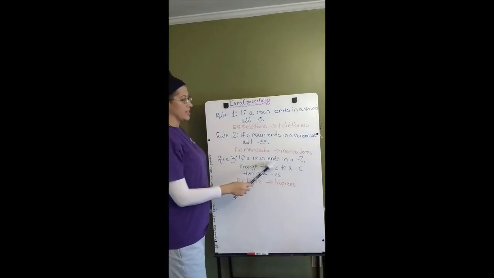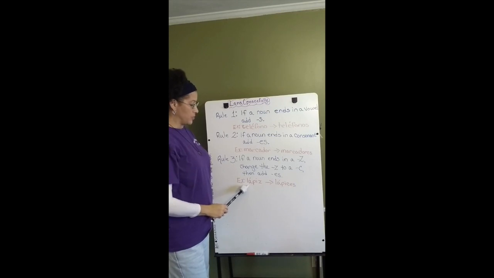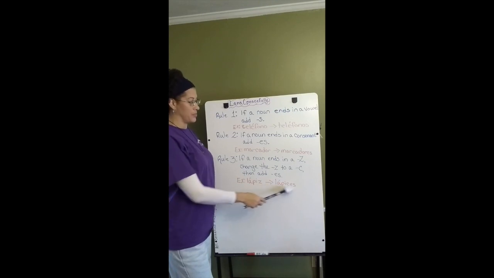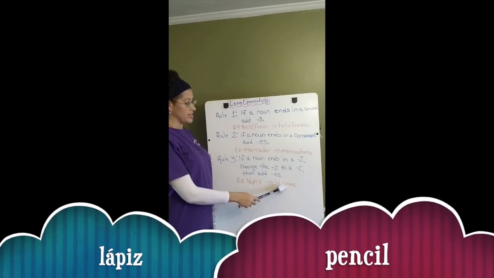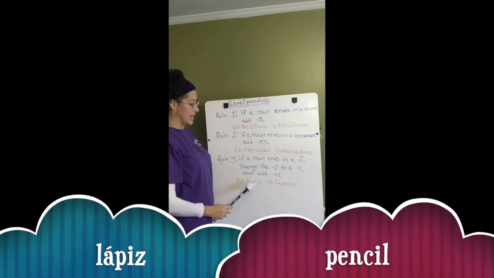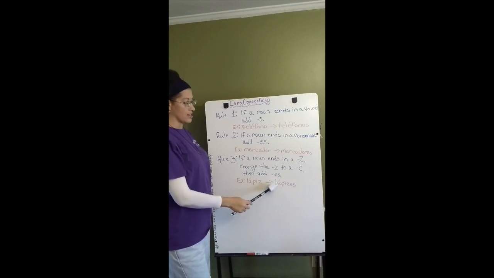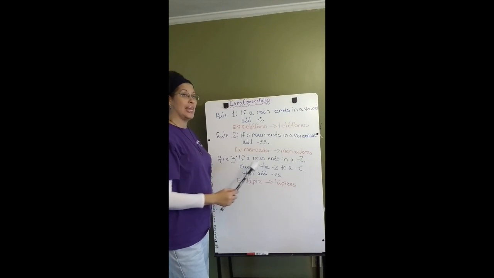And finally, rule number 3. If a noun ends in a Z, change the Z to a C, then add ES. The example word is lápiz. Lápiz. The plural is lápices. So we changed the Z to a C and added ES. Lápiz, lápices. And don't forget, where that accent mark is written, that's where you're going to stress the word.